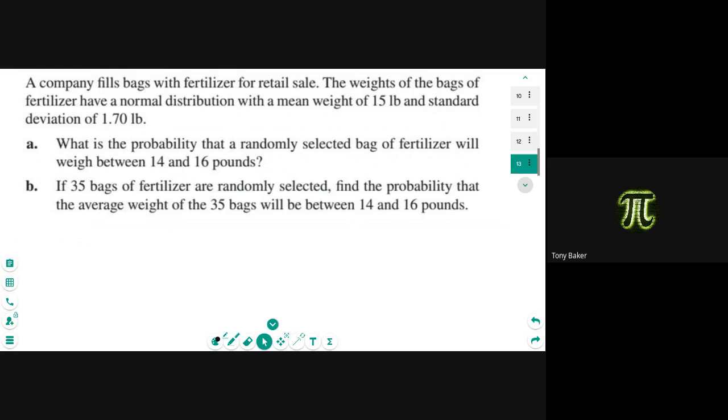You're thinking too hard. Find me the z-score for 14. Find me the z-score for 16. Find the probabilities and subtract them. I can tell this one. I'm like, you're thinking way too hard about this.